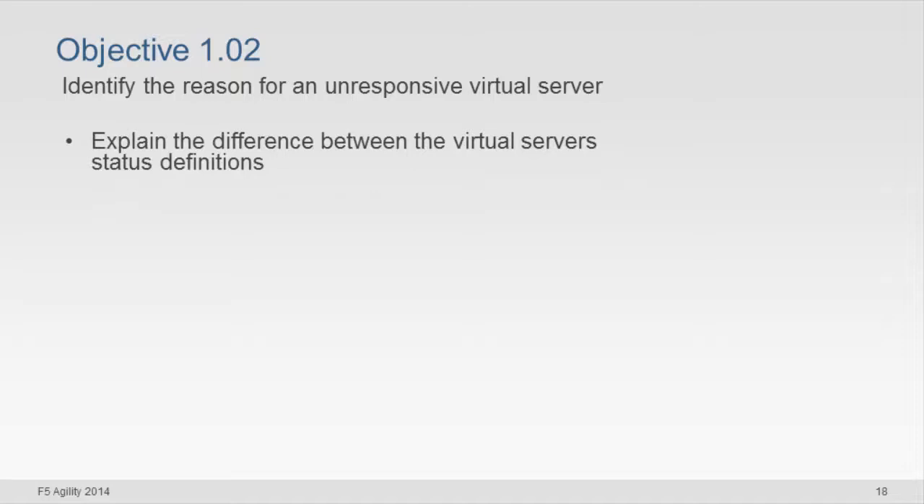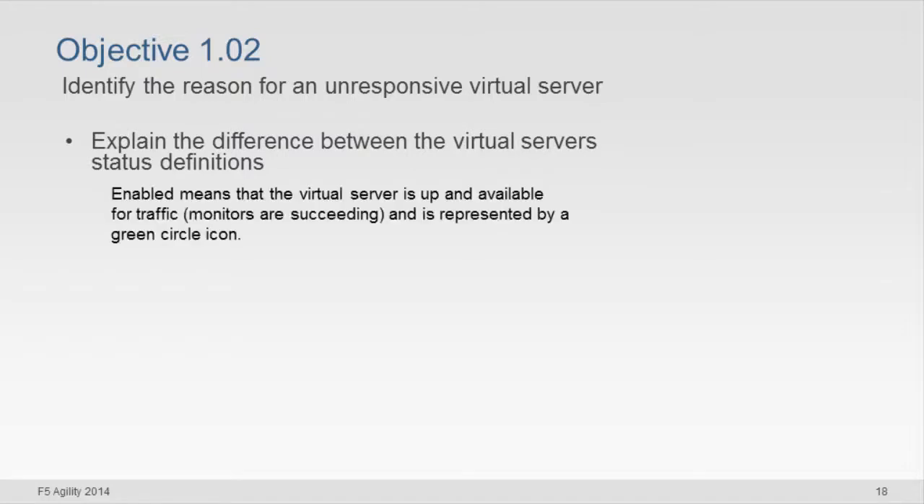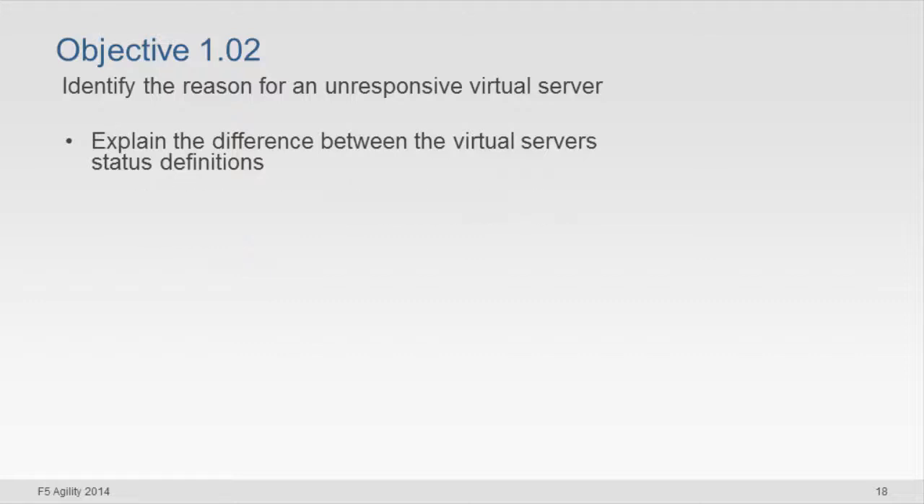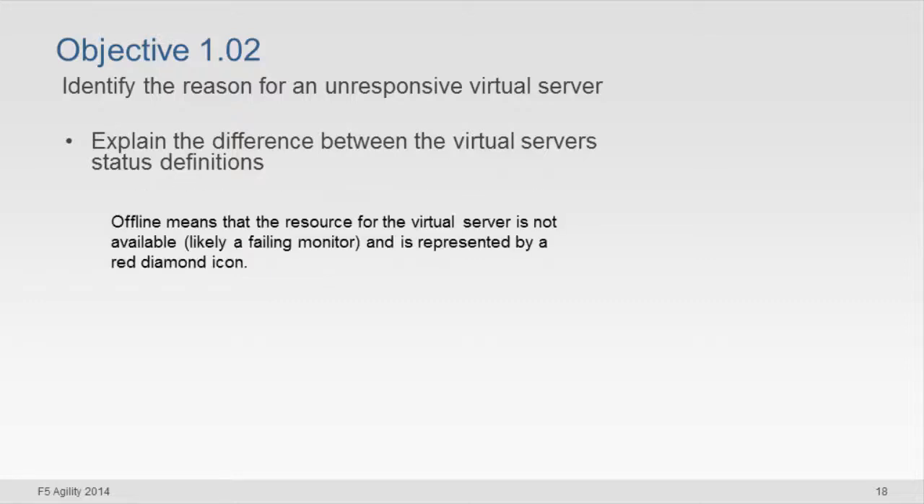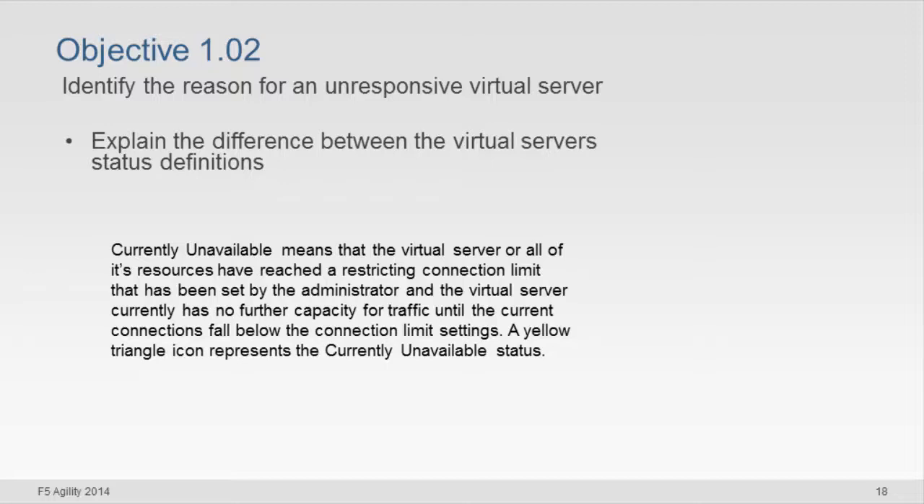Okay, explain the difference between virtual server status definitions. So the definitions of our statuses that we talked about earlier when I walked you through them are: enabled means that the virtual server is up and available and monitors are succeeding, and it's represented by a green circle icon. Offline means that the resource for the virtual server is not available, likely a failing monitor. It's represented by a red diamond. Currently unavailable means that the virtual server has a restricting connection limit. It has been reached, and it's represented by a yellow triangle icon.